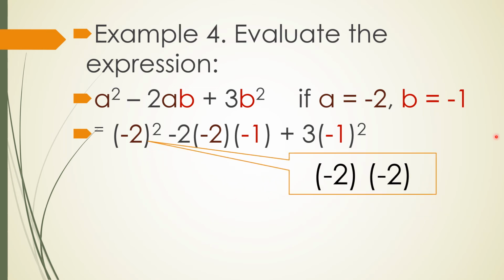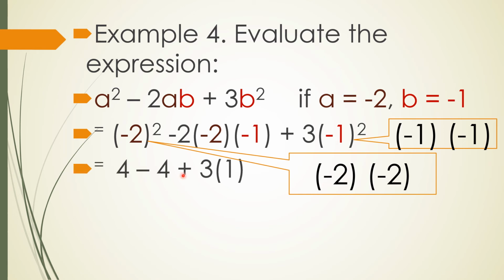And then, following PEMDAS, unahin ulit natin dahil meron tayong exponent. Unahin natin sa exponent. And kasabay na natin si parenthesis. So, si parenthesis at si exponent. So, negative 2 squared means negative 2 times negative 2. And then negative 1 squared means negative 1 times negative 1. So, negative 2 times negative 2 is 4. And then simplify din natin yung may exponent. Negative 2 times negative 2 is positive 4 times negative 1, we have negative 4. And then plus 3 times negative 1 times negative 1 is positive 1. And then we have 4 minus 4 plus 3 times 1 is 3.